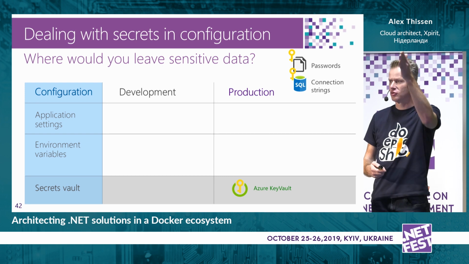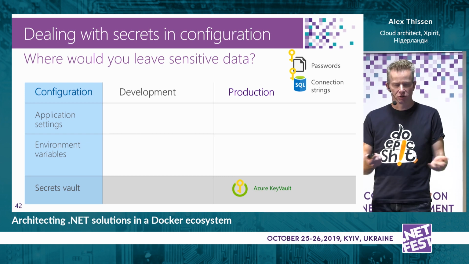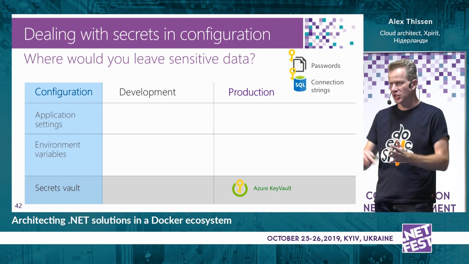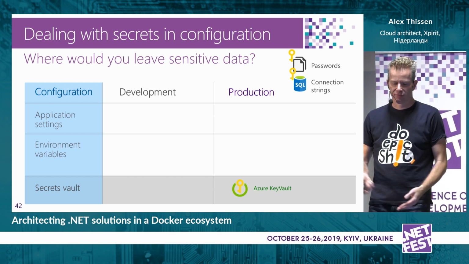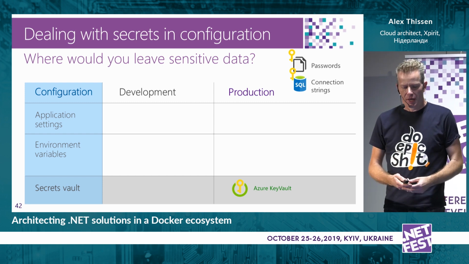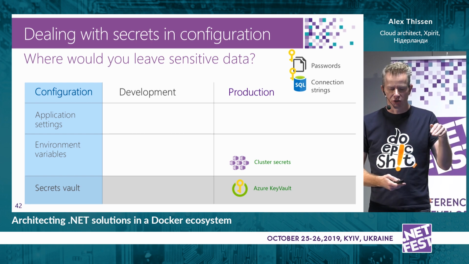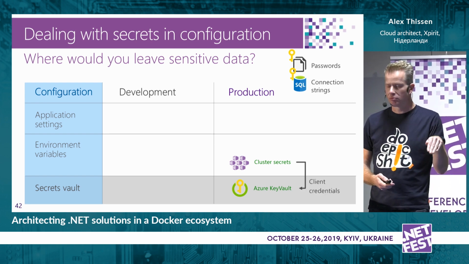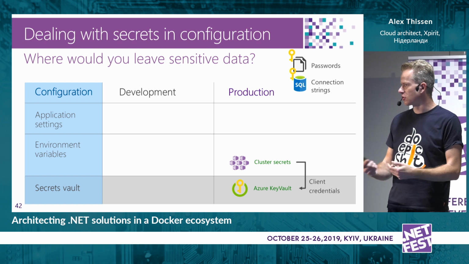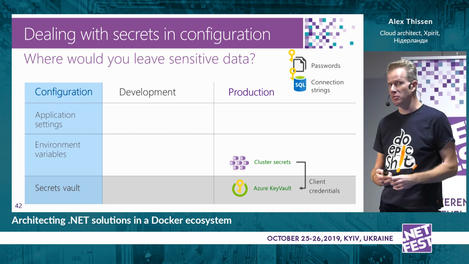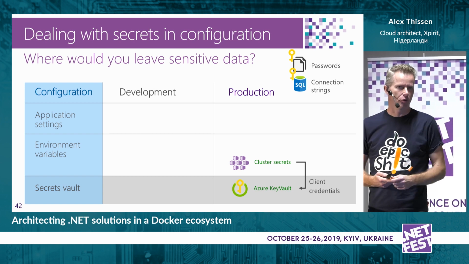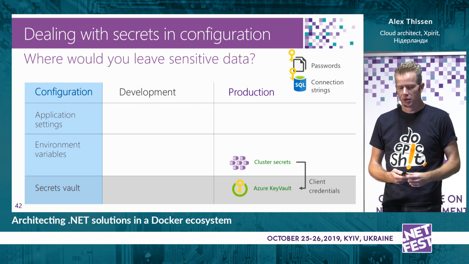As long as you're able to do an HTTPS connection outside, you can store stuff in a Key Vault. HashiCorp has one, Google, Amazon have them, Azure has the Key Vault. And then you can use the cluster secrets. You can actually retrieve them from the Azure Key Vault using client credentials, because you need to specify something to connect to the Key Vault. That's the key to all of the keys.